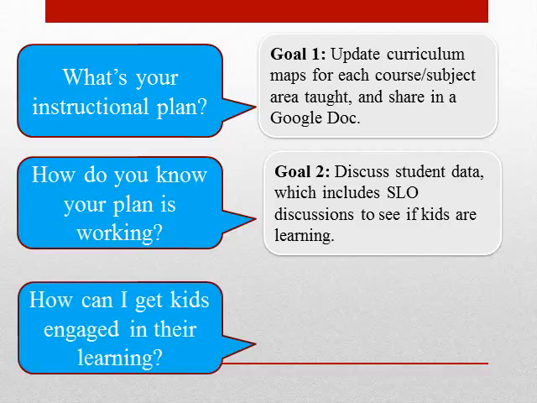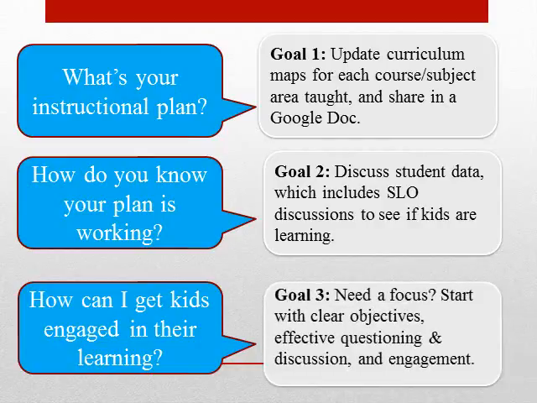The third question to answer is, how can I get kids engaged in their learning? Remember that if your team has time, find a focus to learn about. Administration will be evaluating every staff member on all 4 domains and all 21 components of the Danielson evaluation tool. However, our specific focus for this year will be clear objectives, effective questioning and discussion, and engagement.